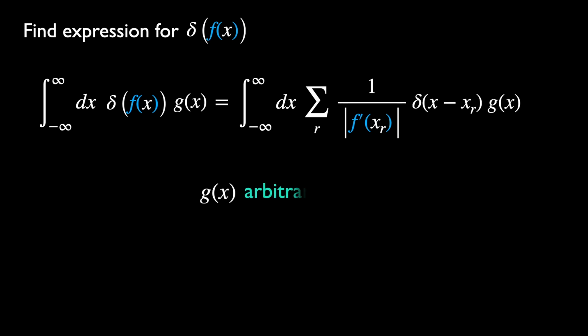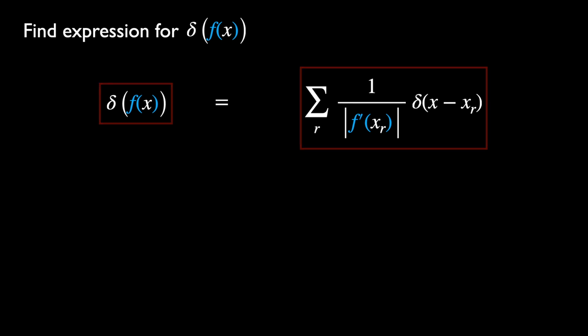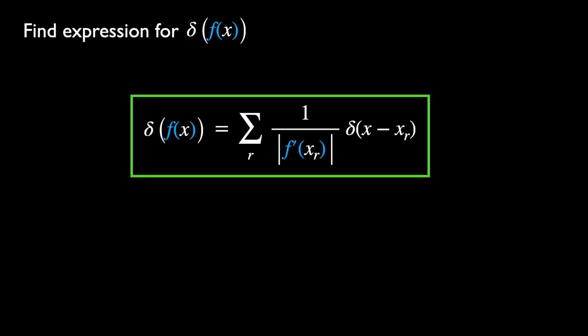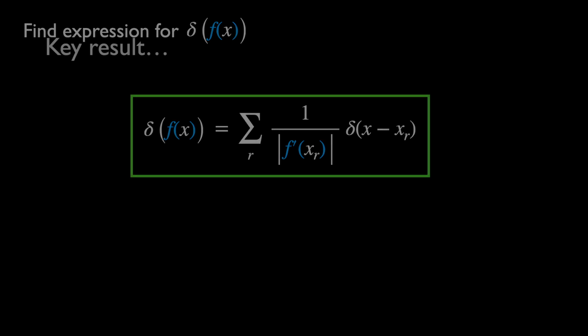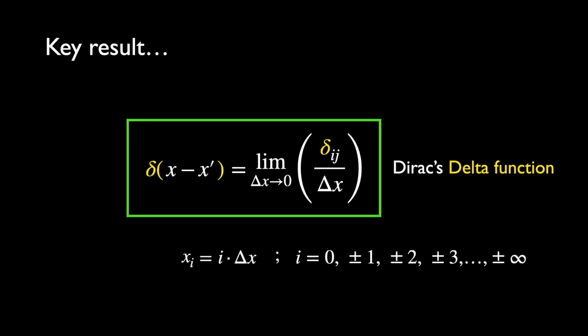Since g of x is an arbitrary function, this immediately implies that the two functions in the red boxes are equal. Thus, we have an expression for delta f of x in terms of delta x. This often comes up in physics, especially in quantum mechanics. This is the key result of this video.